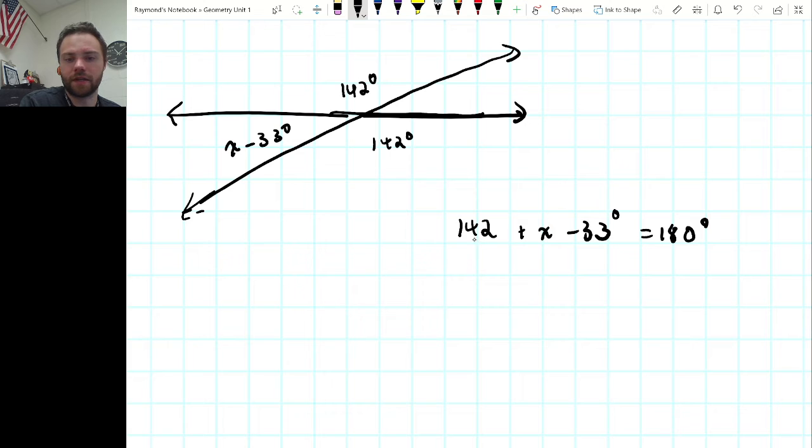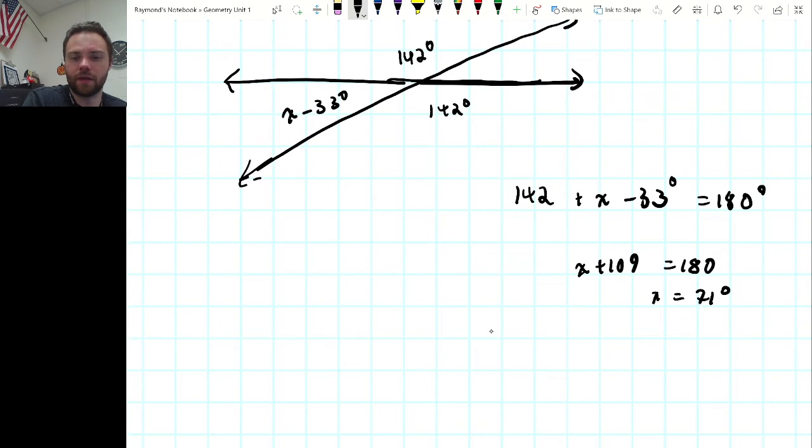Okay, so then I can subtract 33 from 142. So that's going to be what? 142 minus 33 would be 110. So 109. X plus 109 equals 180. And then x equals 71 degrees.